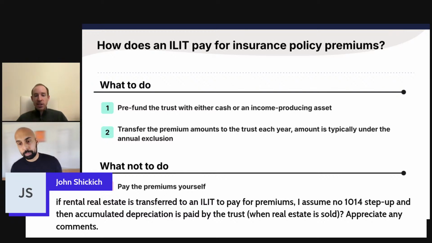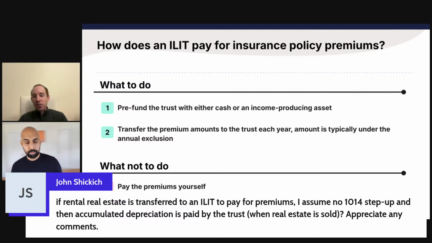There are a couple of things here, though. The ILIT would be what's called a grantor trust, which is ignored for income tax purposes, although it doesn't qualify for the basis step up. One thing you can do is, let's say you transferred real estate to an ILIT 10 years ago, and now it's really appreciated.